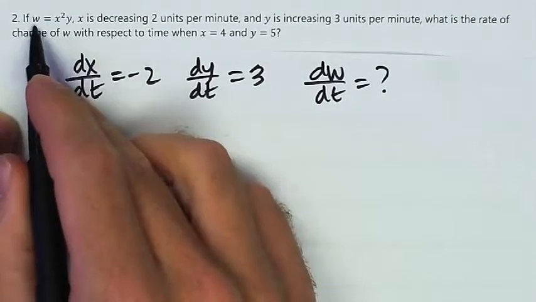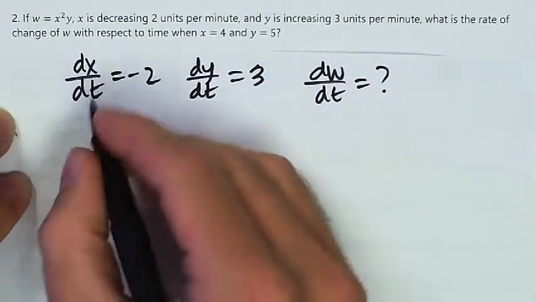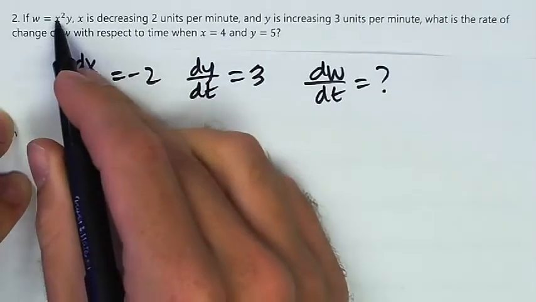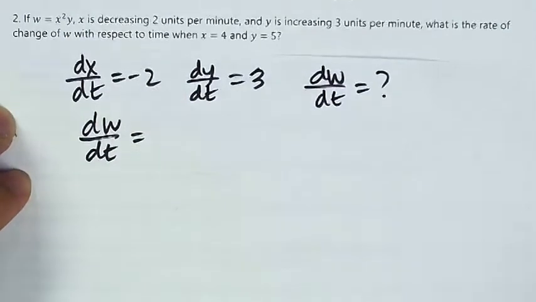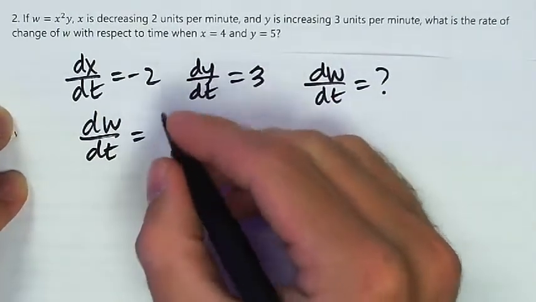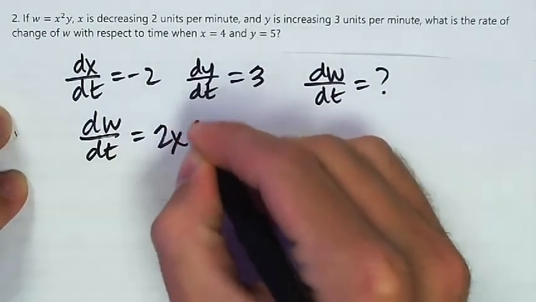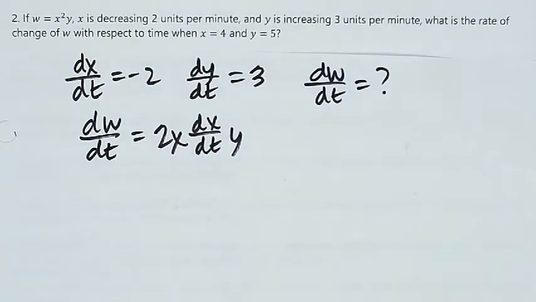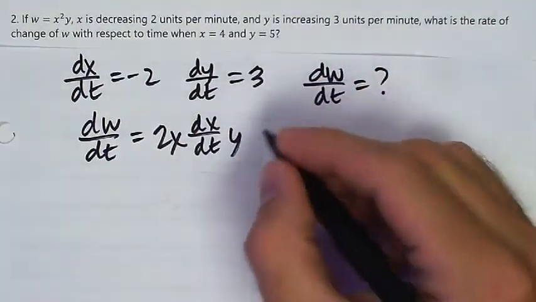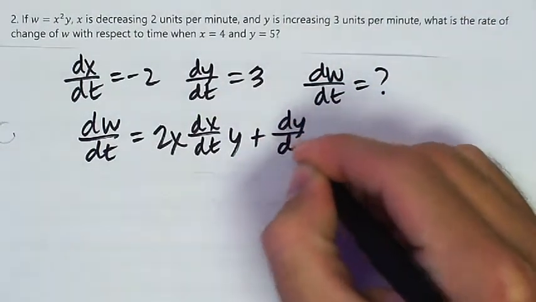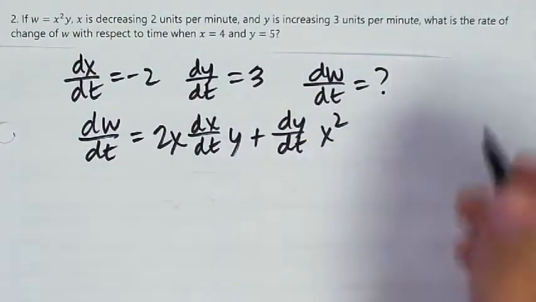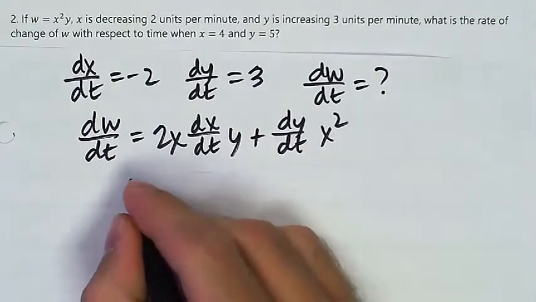Well, okay. I'm going to take the derivative of both sides of this equation with respect to time. And this is a product between x squared and y, so I'm going to have to use the product rule. So I'll take the derivative of x squared first. That's 2x dx/dt. Leave y the same. Then I'll take the derivative of y and leave x squared the same. So I have all the pieces of information I need to find dw/dt.